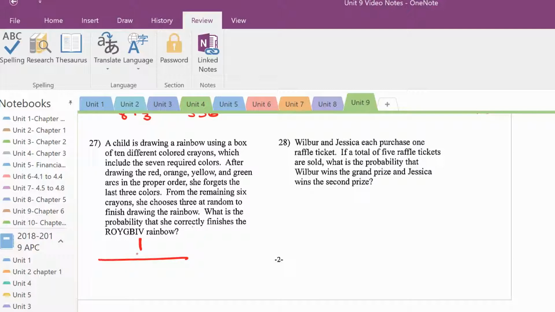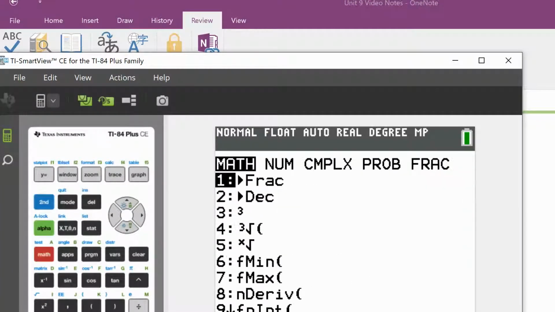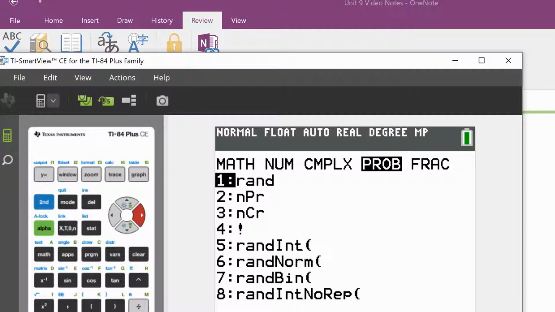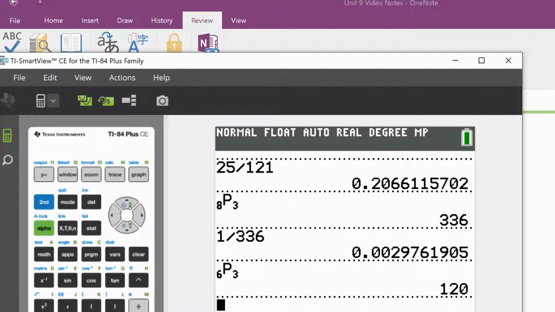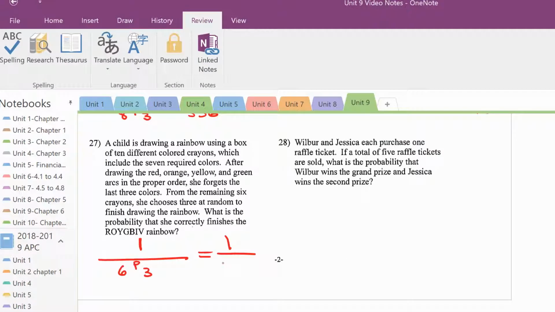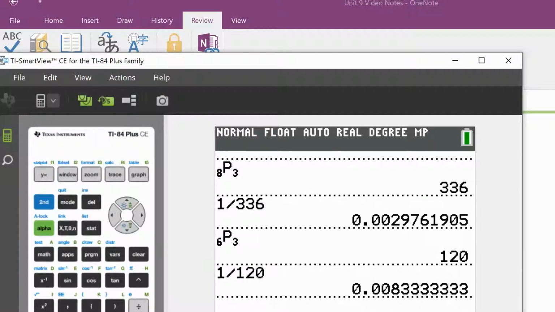It's a permutation because the order matters. So you're going to take the 6 crayons and choose 3 at a time. So remember, on your calculator, you're going to go 6 and then math, permutations number 2, and then 3. So that means there's 120 different ways that she can choose those crayons, and 1 out of 120 makes it approximately 0.8% chance.